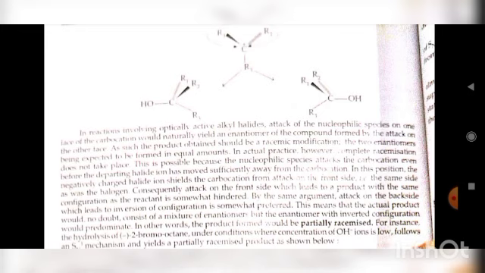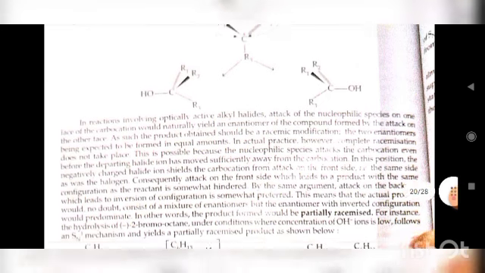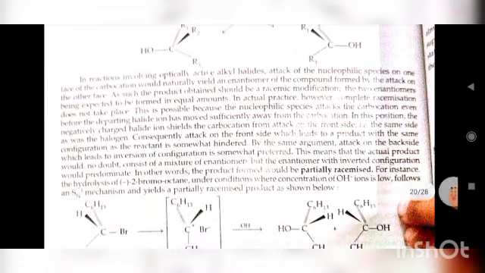This is possible because of the nucleophilic species attacking the carbocation even before the departing halide ion has moved sufficiently away from the carbocation. In this position, the negatively charged halide ion shields the carbocation from attack on the front side, that is the same side as was the halogen. Consequently, attack on the front side, which leads to the product with the same configuration as the reactant, is somewhat hindered. Attack on the back side, which leads to inversion of configuration, is somewhat preferred.